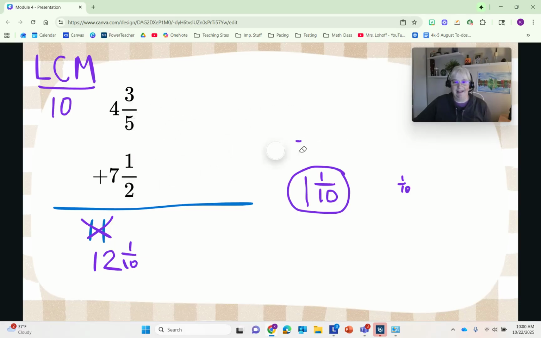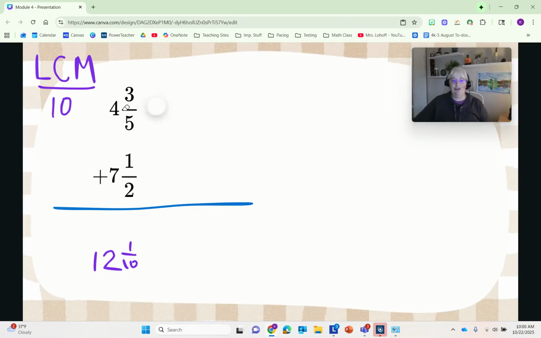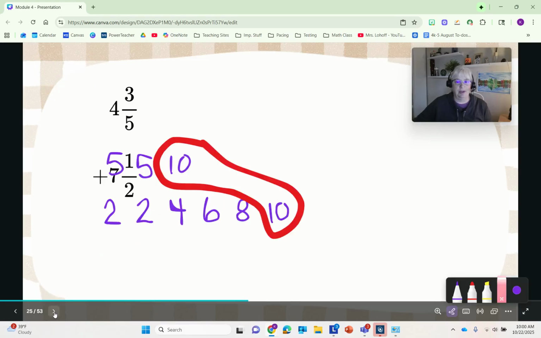I got that one that time. And I want to erase this very carefully. Yes, there we go. The answer to 4 3/5 plus 7 1/2 is 12 1/10. All right, problem number 2.